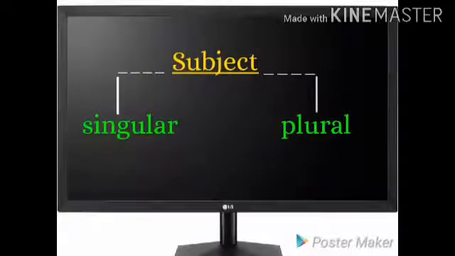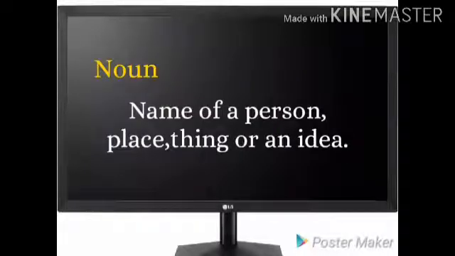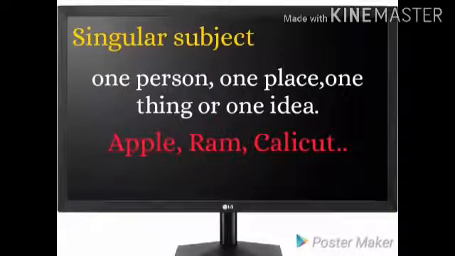A subject may be singular or plural. I know you already have an idea about singular and plural. Basically, subjects are nouns. Noun means name of a person, place, thing, or an idea. So, singular subject means it will be one person, one thing, one place, or one idea. Apple, Ram, Calicut, etc. are the examples for a singular subject.